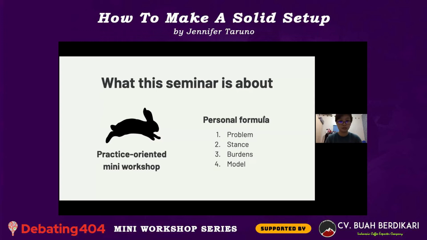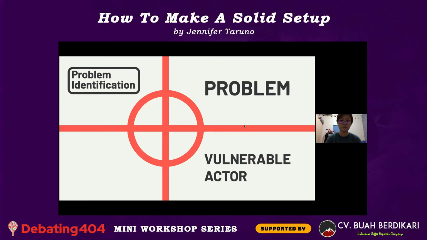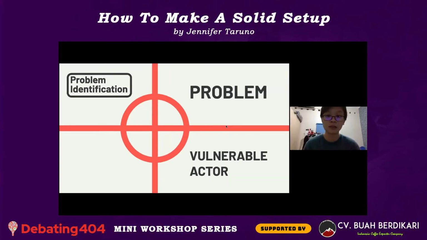The first thing that I want to talk about is problem, or problem identification. Basically, it's you reading the motion very carefully and identifying what is the likely problem out of this motion. There are largely 2 things that you need to identify when you're doing problem identification, which is the first part of your setup. Those 2 things are identifying the problem and the vulnerable actor as well.